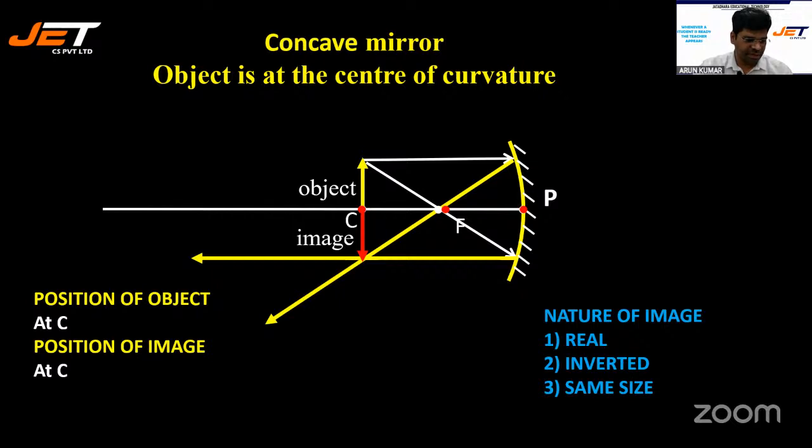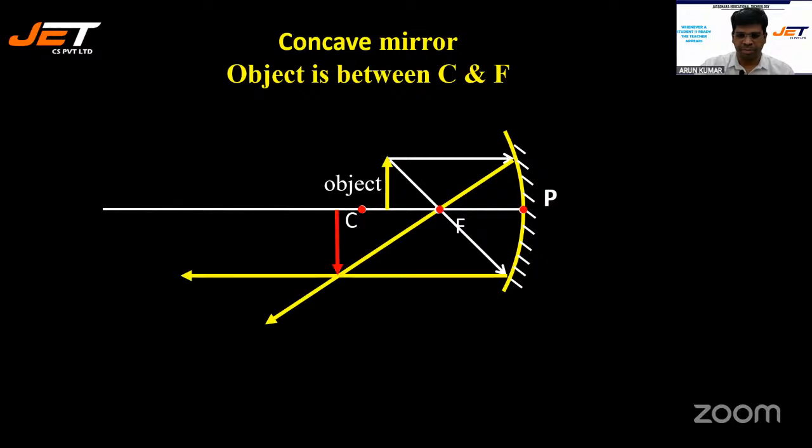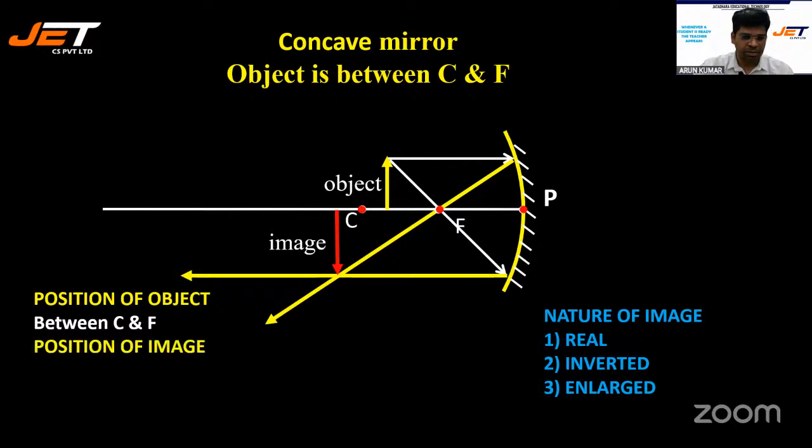Yes, Rekha, that's right. Same. Between C and F. Nature of the image is real, inverted, and enlarged or magnified. Position of the object is between C and F. Position of the image is beyond C.